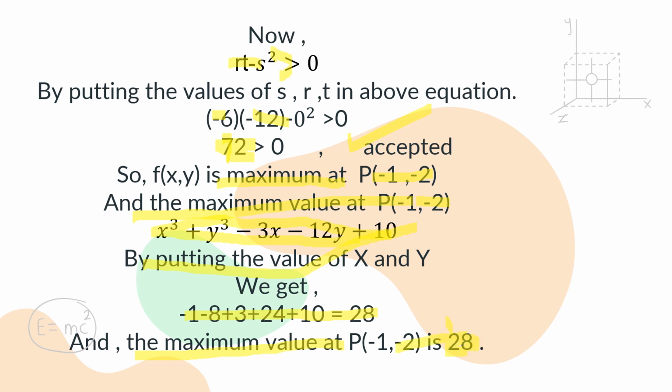So the maximum value becomes 28, and the minimum value we found, that is what? Minus 8. Okay, so we get both values, that is minima and maxima. So I hope you understand this concept, because it is not very tough and it is an easy concept. If you understand it, it will become very useful for your examination.